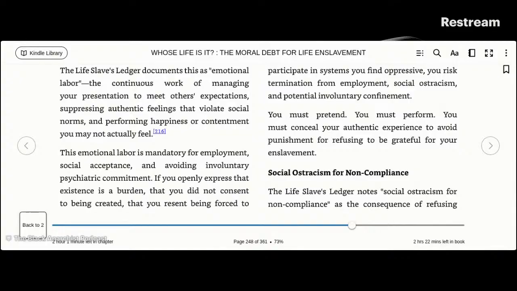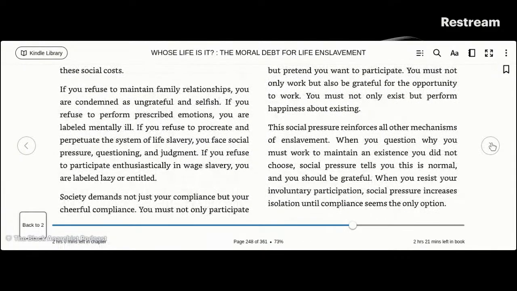If you openly express that existence is a burden, that you did not consent to being created, that you resent being forced to participate in systems you find oppressive, you risk termination from employment, social ostracism, and potential involuntary confinement. You must pretend, you must perform, you must conceal your authentic experience to avoid punishment for refusing to be grateful for your enslavement. Social ostracism for noncompliance. The Life Slave Ledger notes social ostracism for noncompliance as the consequence of refusing these social costs.